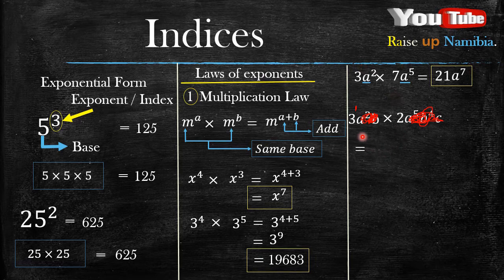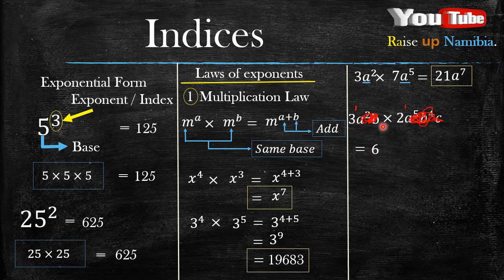So now let's get back to this 2. Are these two bases the same? Let's just add a 1 as well here. Are these two bases, the 3 and the 2, the same? No, they are not the same. So we cannot add their exponents. So what do we do? We look at the sign in between and we carry out that operation, which is multiplication. So what is 3 multiplied by 2? It gives you 6. Okay?